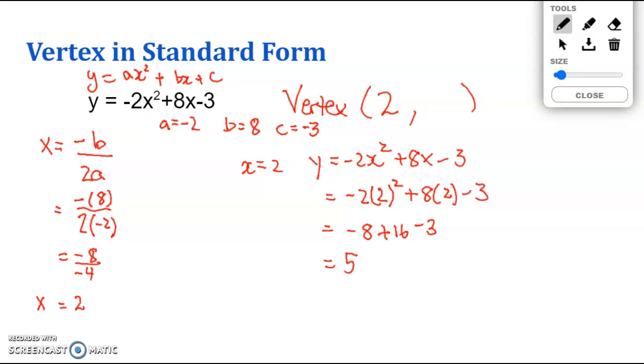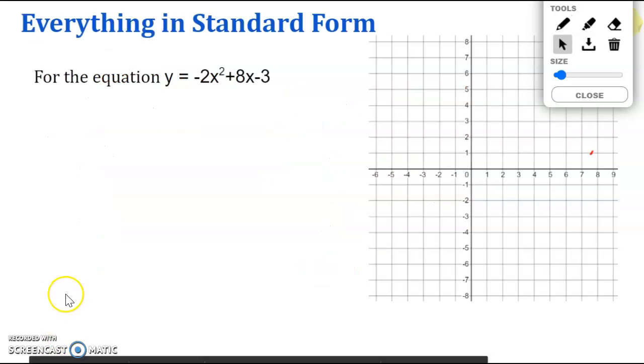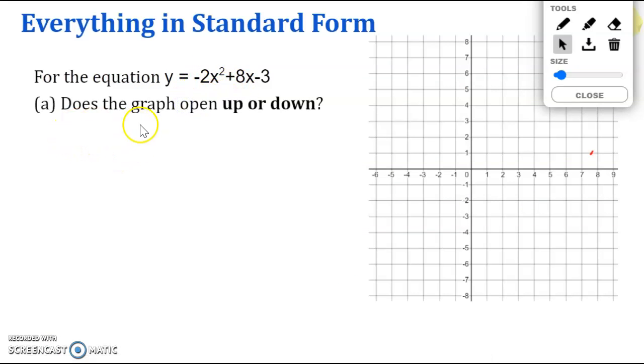So I know that the y value is going to be 5 and the x value of the vertex is going to be 2. So I can figure out the vertex as (2, 5). So let's put everything together from standard form. If I'm dealing with negative 2x squared plus 8x minus 3, first thing is, does the graph open up or down? I look at the number that is being multiplied to x squared, the a term, and because it's negative, I know that this is opening down.